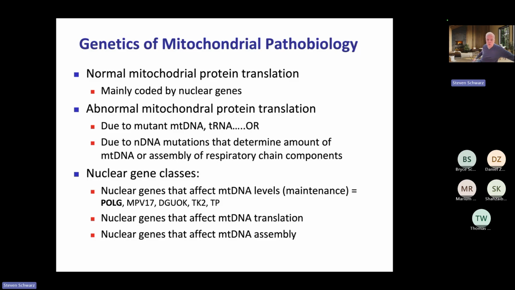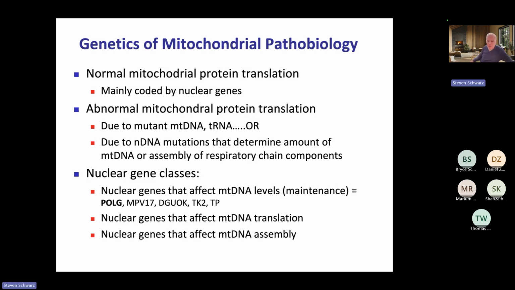The most important for you to know about is POLG. That is the nuclear gene which is responsible for the Alpers-Huttenlocher syndrome that I've talked about endlessly in the past, and we'll talk about again. And then there's MPV17, DGUOK, Twinkle, TP. These are all things you should read about, but of all of them, POLG is likely to be the only one on the boards. And these nuclear gene classes affect translation of mitochondrial DNA, and they affect the assembly of mitochondrial DNA.